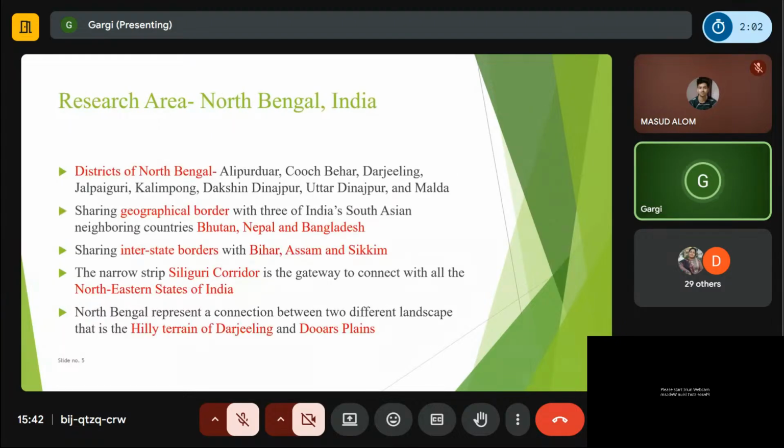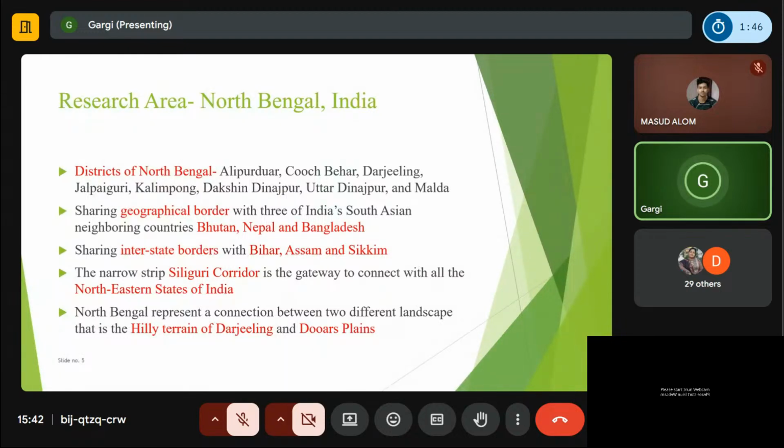Now, let me move to my research area, North Bengal, India. North Bengal refers to the northern side of West Bengal, comprising 8 districts: Alipurduar, Cooch Behar, Darjeeling, Jalpaiguri, Kalimpong, Dakshin Dinajpur, Uttar Dinajpur, and Malda.